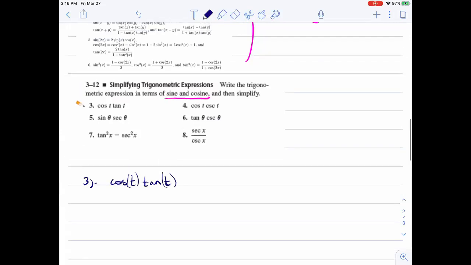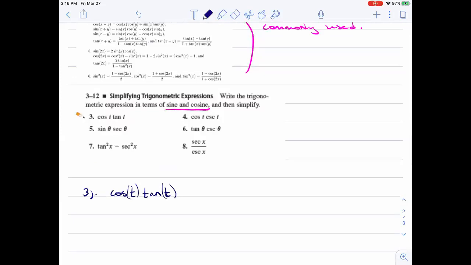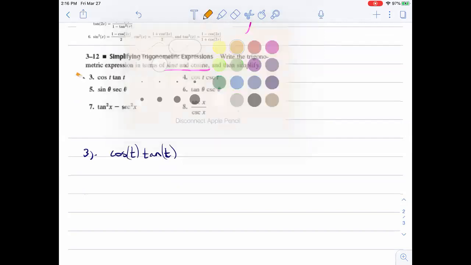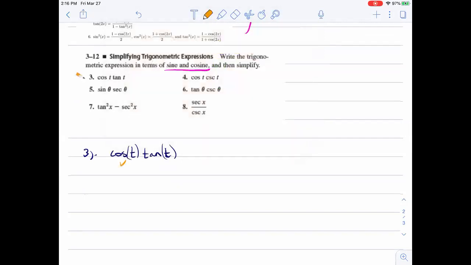Okay, so we want to write these in terms of sine and cosine. What I'm seeing is that cosine is fine, but the tangent I want to rewrite.